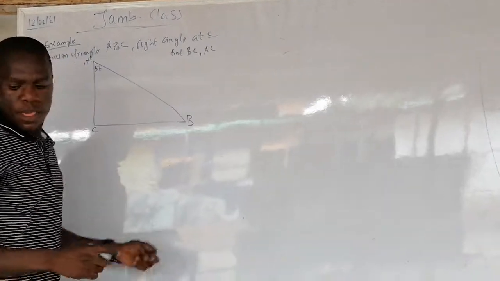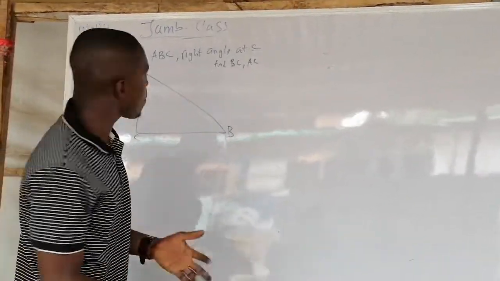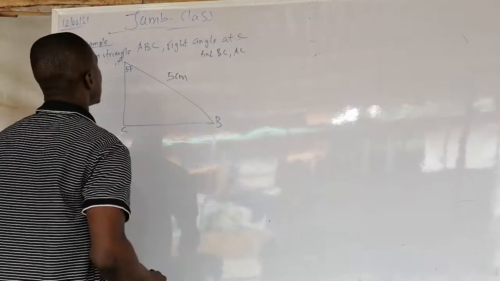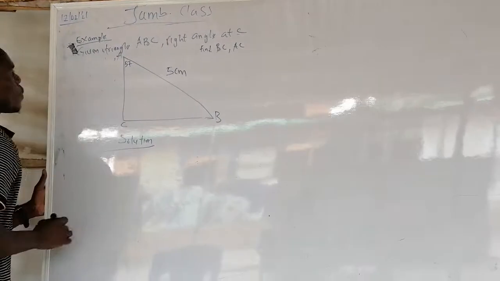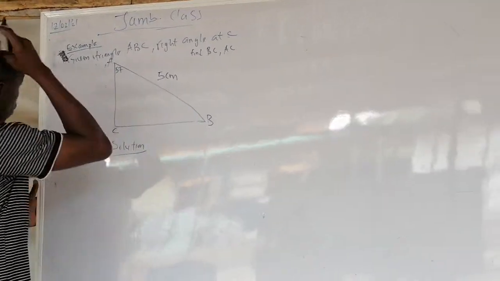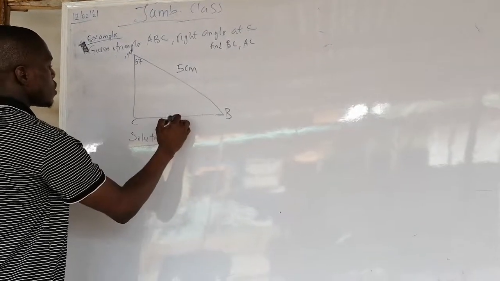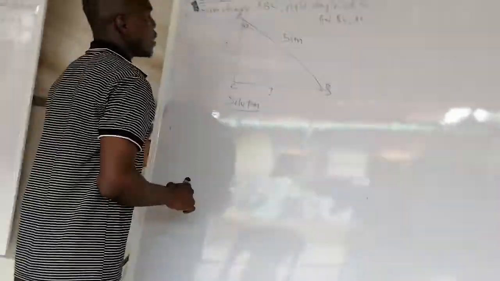we have AC. We have our AB. AB to be 5 centimeter. Now, solution. So to solve, they say we should find BC. This is BC, we don't know it, it's a question mark. And they say we should find AC, it's also a question mark.